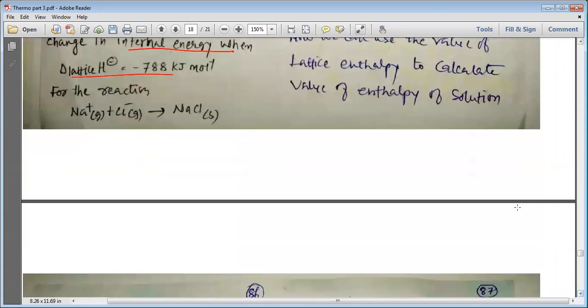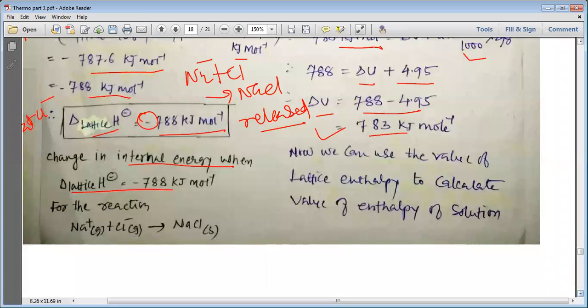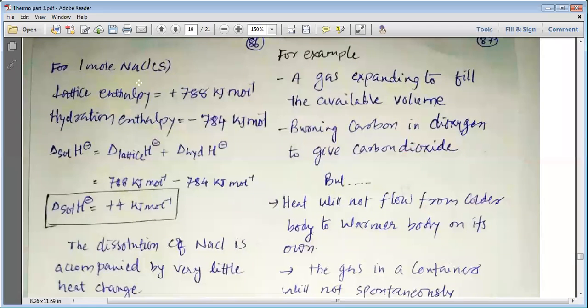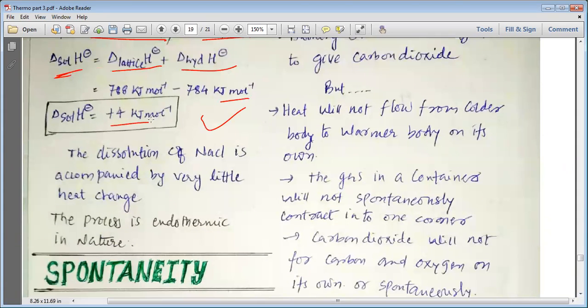The total internal energy change during the dissolution is less than the total enthalpy change, and that is 783 kilojoule per mole. So my dear students, for 1 mole of NaCl, the lattice enthalpy is plus 788 and the hydration enthalpy is minus 784 kilojoule per mole, and therefore the enthalpy of solution is equal to lattice enthalpy plus hydration enthalpy, that is 788 minus 784 kilojoule per mole, and approximately the enthalpy of solution is plus 4 kilojoule per mole.